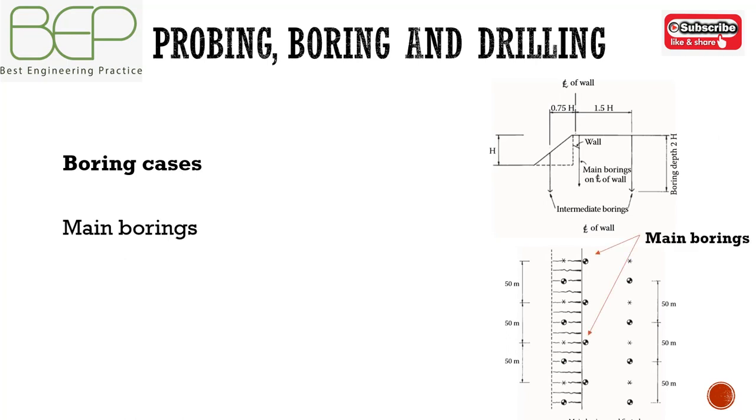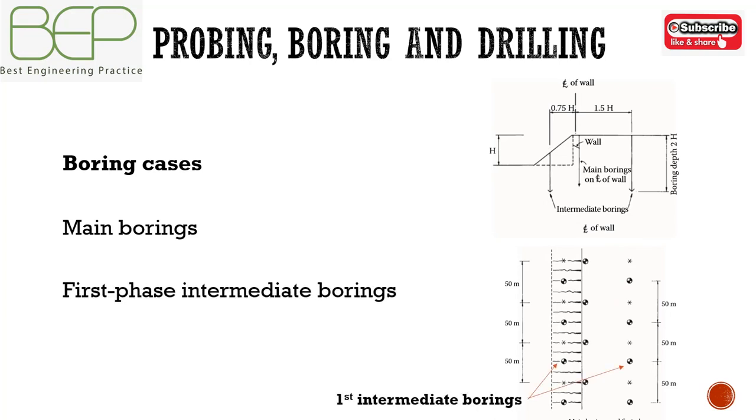The main borings, at 50 meter centers along the center line of the wall, are taken to twice the proposed wall height below the upper level or to a known geological stratum. The first phase intermediate borings are carried out after the completion of the main borings on the active and passive side, again at 50 meter centers along the proposed wall position.